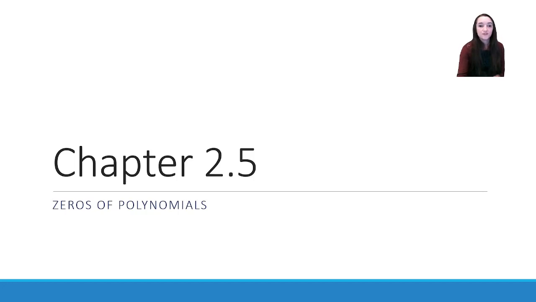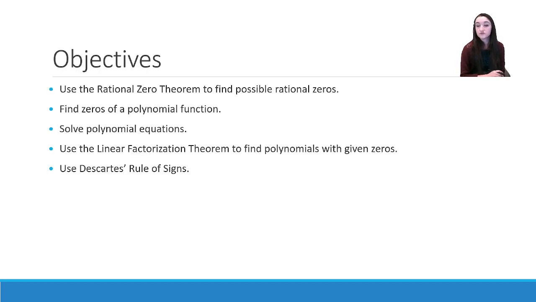Chapter 2.5, Zeros of Polynomials. So in this chapter, we're going to talk about a lot of theorems. We have the rational zero theorem, the linear factorization theorem, and Descartes' rule of signs, all of which are going to help us to identify factors of our polynomials.